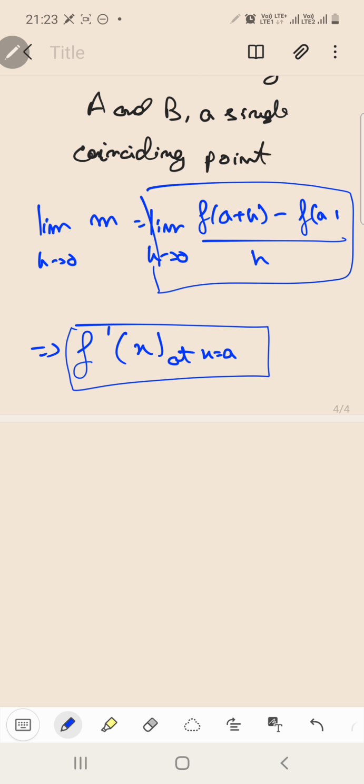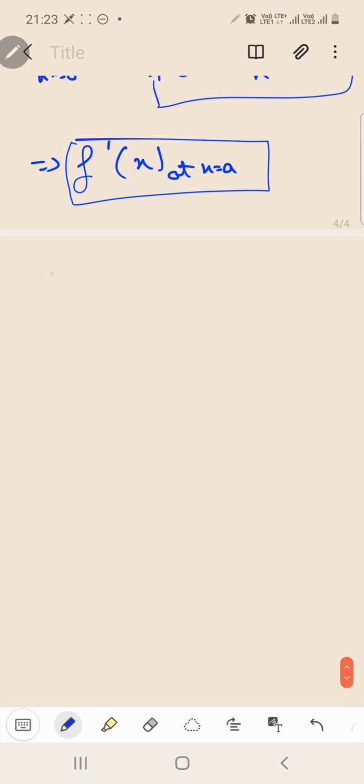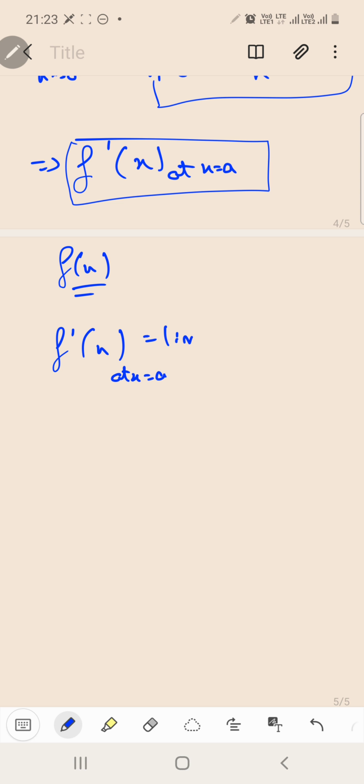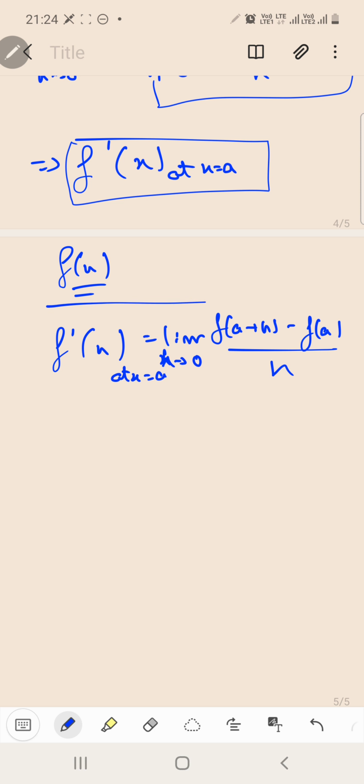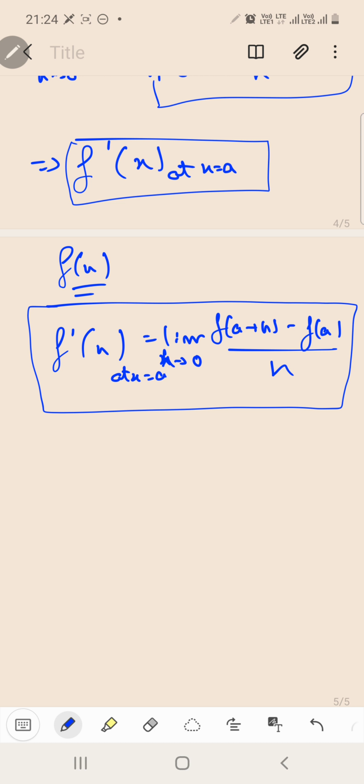Okay guys, got it? Basically, suppose you have a function f(x) and you find the derivative of the function, f dash x, at x equals a, and this is given as limit h tends to 0 of f of a plus h minus f of a over h. This is the basic statement to understand derivative.